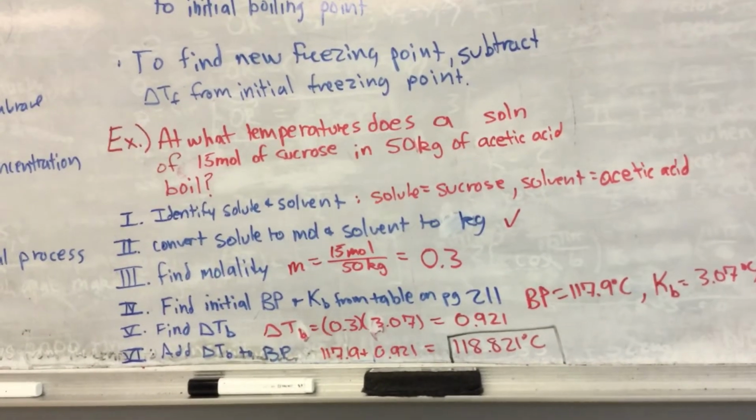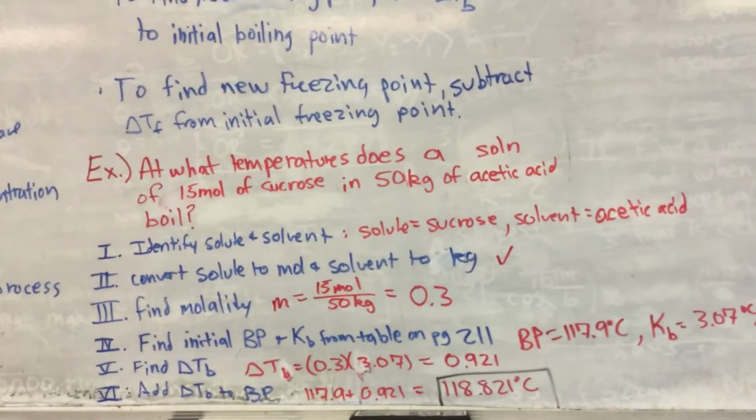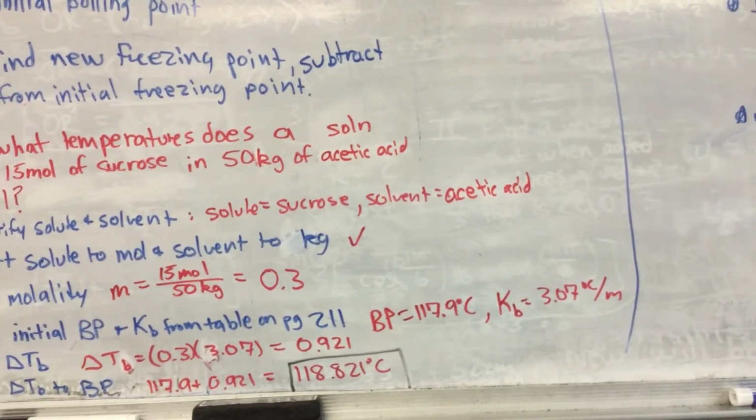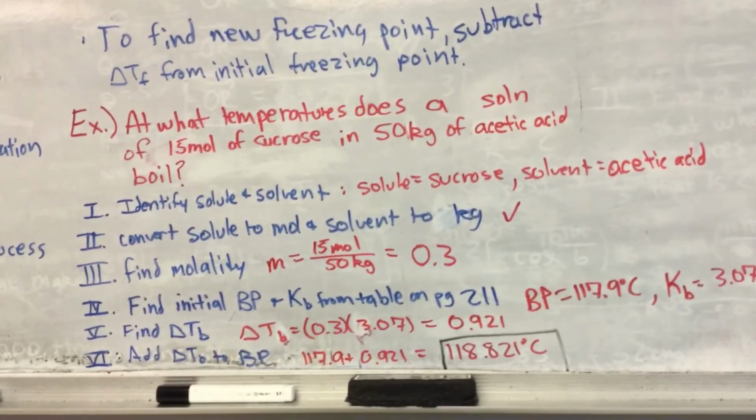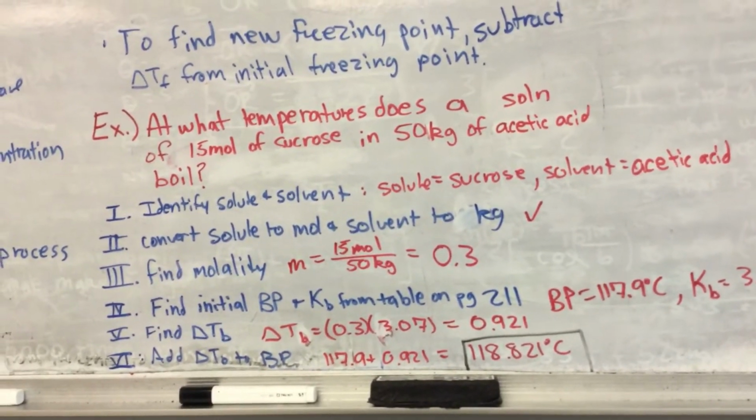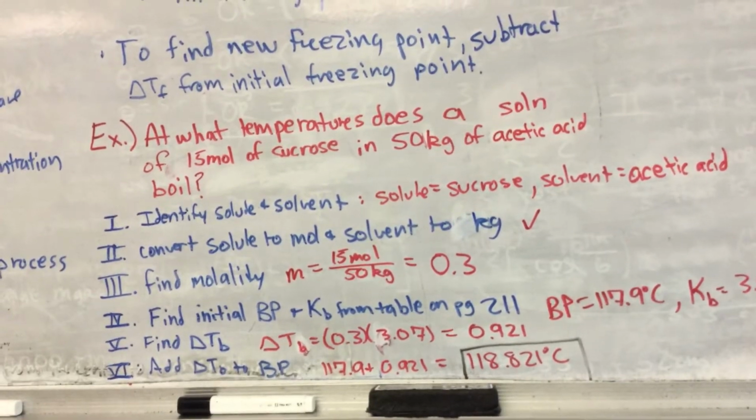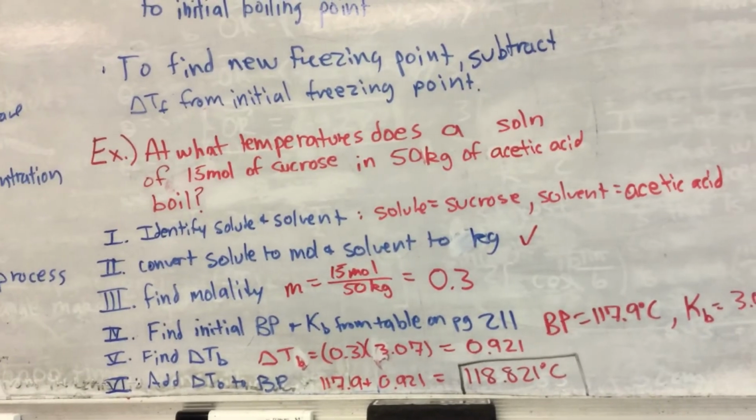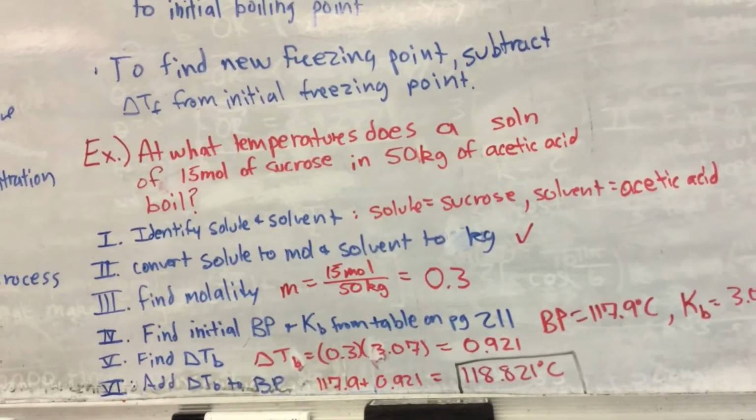We'll get 0.3 here. Now we look at the table on page 211, we find the boiling point and Kb. These are the two values from there. We multiply them together. We multiply the molality by the Kb and we get a delta Tb, which we will add to the boiling point that we found and get our new boiling point.